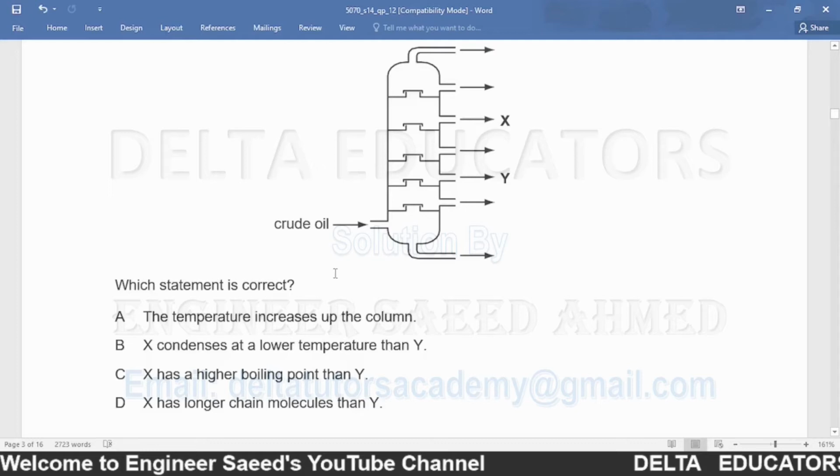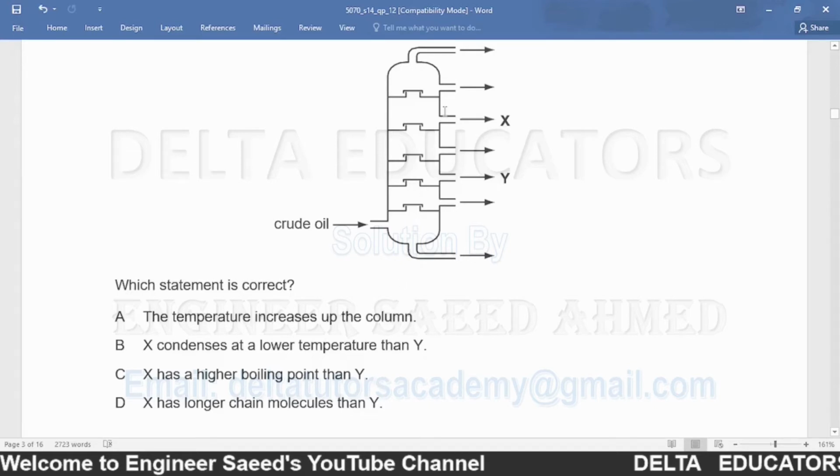Option B, X condenses at a lower temperature than Y. Yes, this one is correct. When we move up in the fractionating column, temperature decreases. So here we can say X will be condensed at lower temperature as compared to Y. So B is our possible option. C, X has a higher boiling point than Y. No, this one is also incorrect.